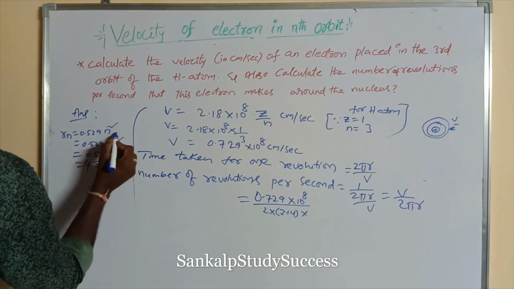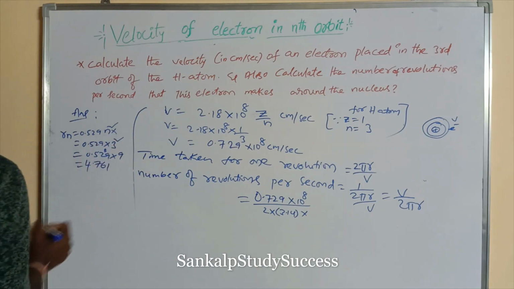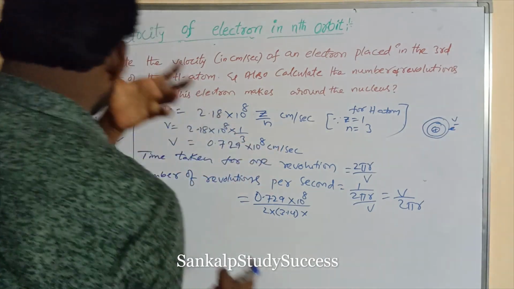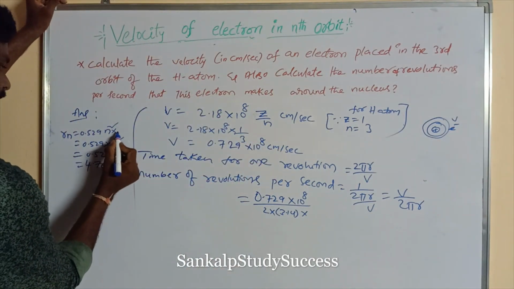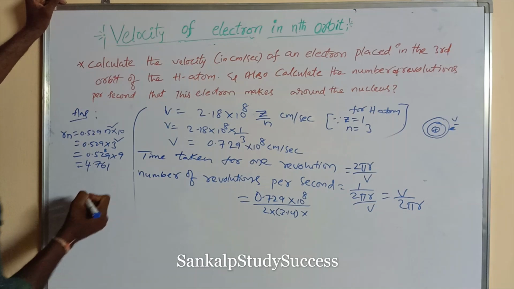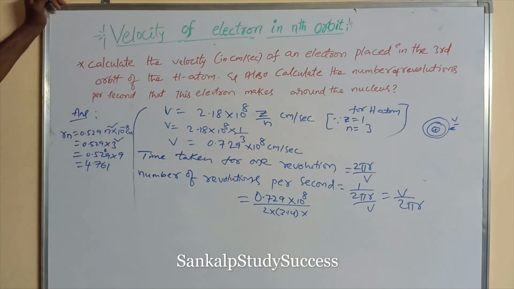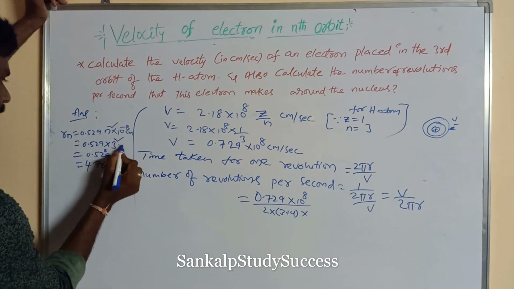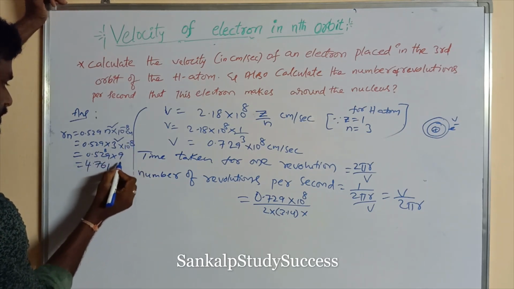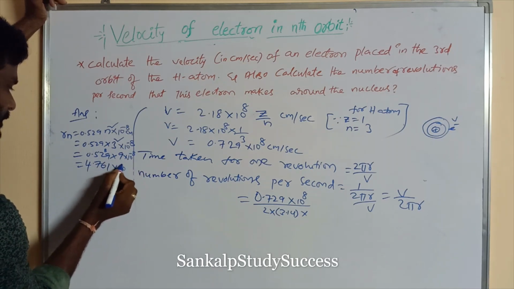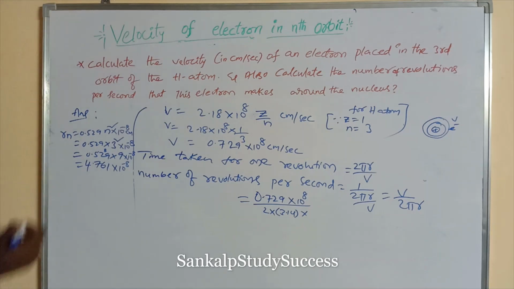This is in angstrom, so it can be written in CGS units, since the velocity is in centimeters per second. An angstrom is 10^-8 centimeter. So the radius is 4.761 × 10^-8 centimeter.